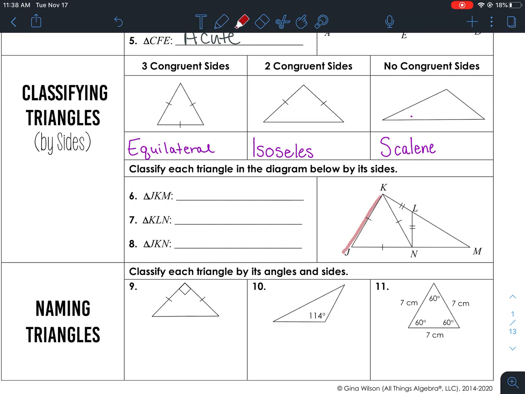JKM. So there's J to K to M. All right, well, this is 1, and this is more than 1, and that also looks more than 1. So this one we're going to call a scalene. All righty. KLN. K to the L to the N. Okay, so we know this side and this side are equal, so that is going to be an isosceles.